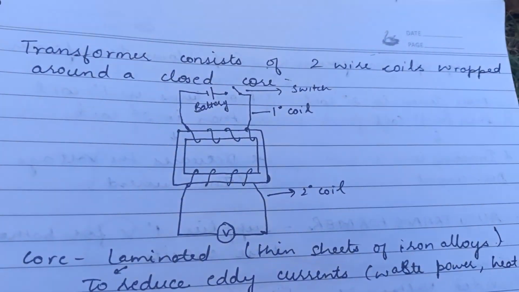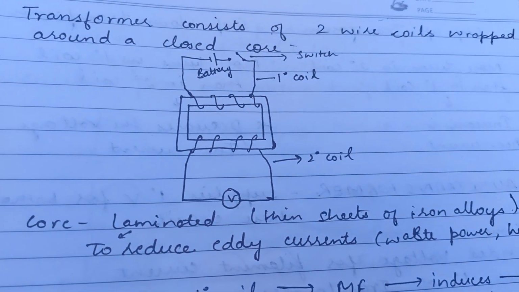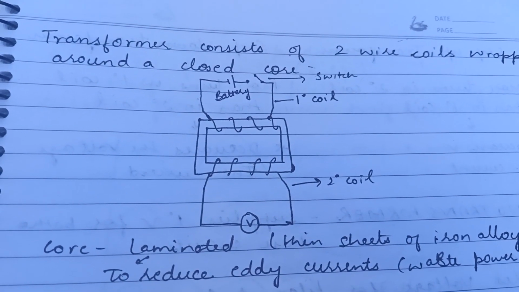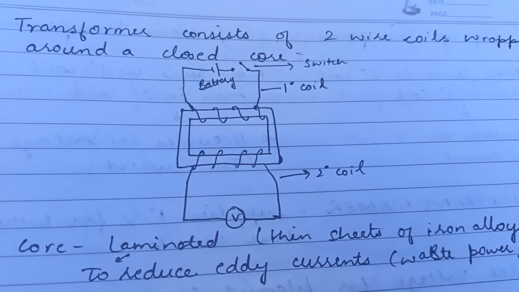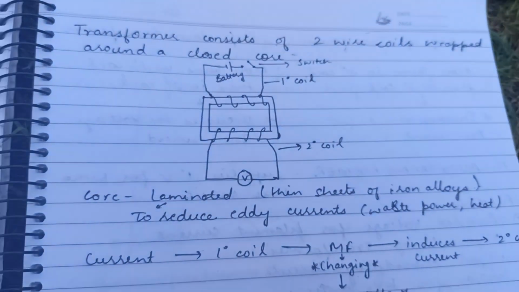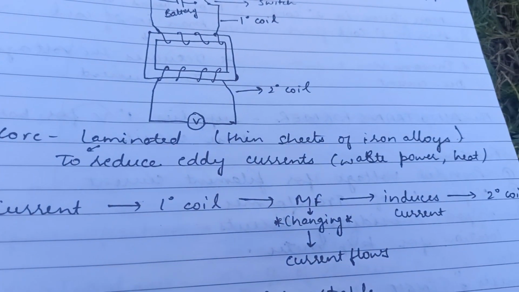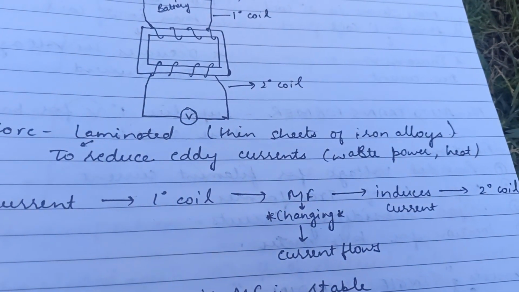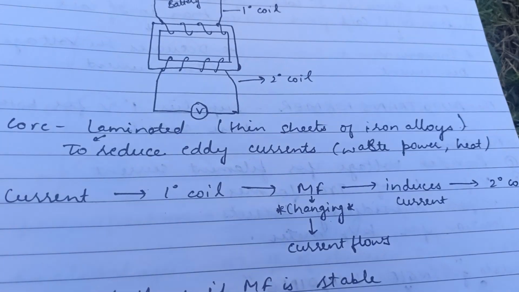Transformer consists of two wire coils wrapped around a closed core. One is the primary coil and one is the secondary coil. The primary coil is connected with a battery and a switch. When the switch is turned on, the current flows in the primary coil and then towards the secondary coil. The core is laminated to reduce eddy currents in the form of waste power or heat, and it is made up of thin sheets of iron alloys.